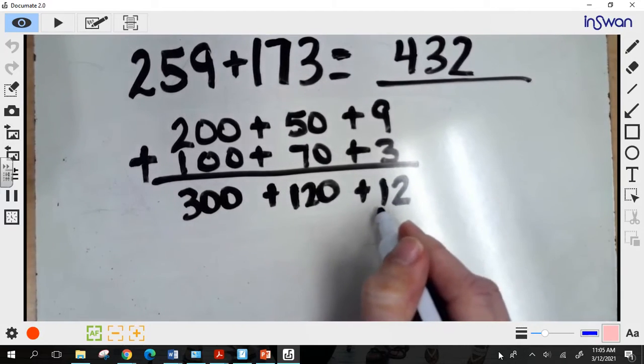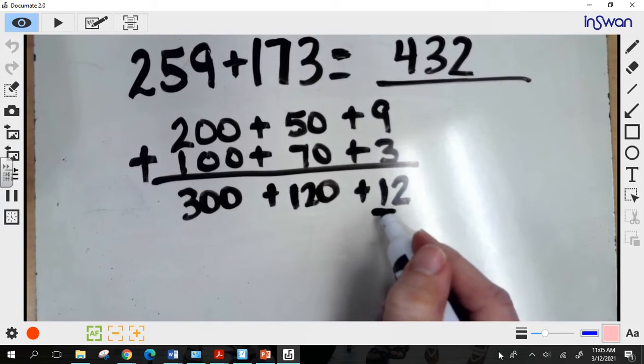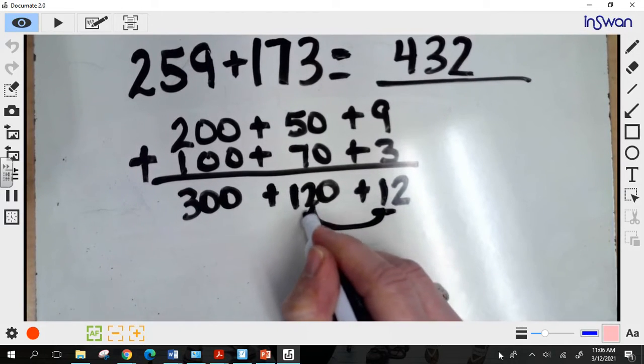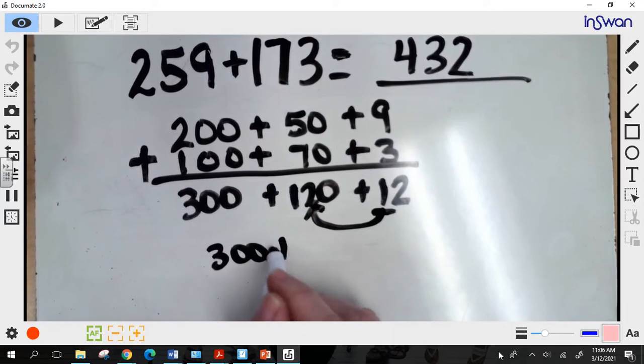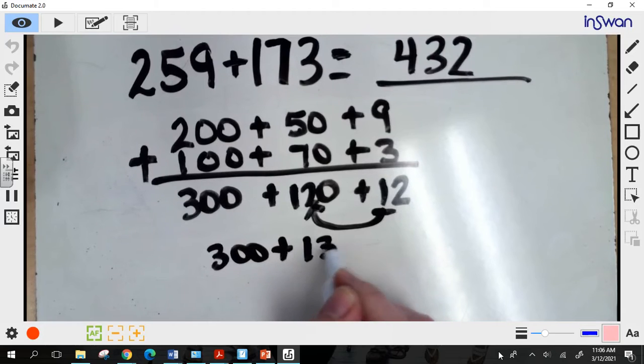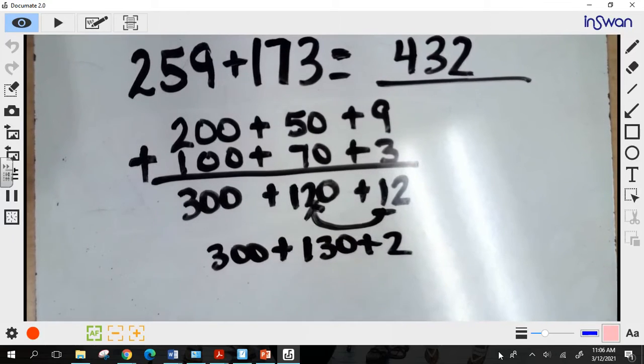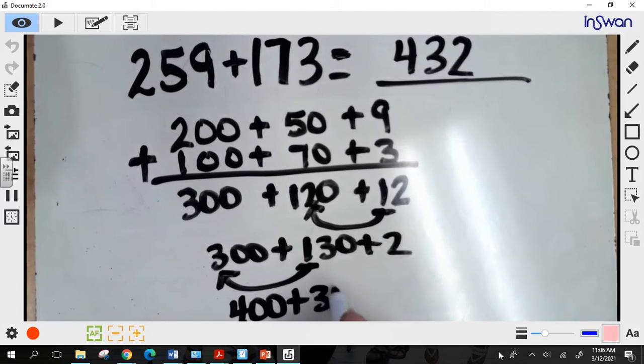So first, look what would happen here. We have a 10 here. Well, it needs to be put with a 10 here, but look, there's where my 10s are. So if I did that step, it would be 300 plus 130 plus 2. But look at this. What do I need to do with this? That needs to move over to the 100s. We're regrouping. So I have 400 plus 30 plus 2. I got the same answer using 2 different strategies.